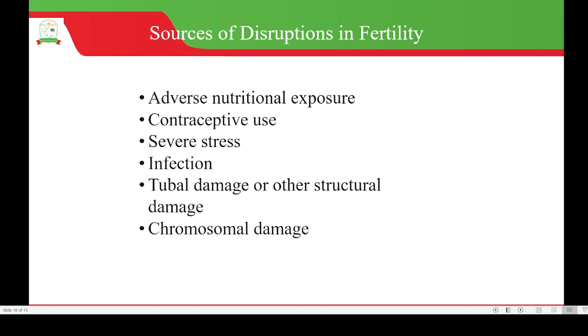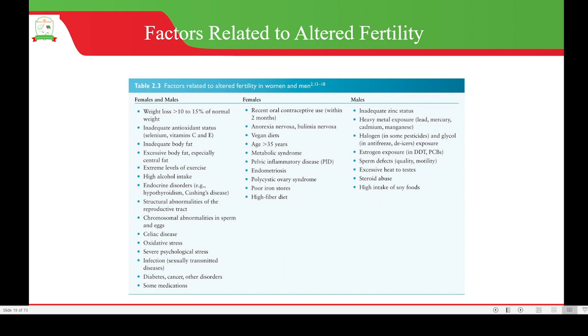Sources of disruptions in fertility. There are some factors that may cause disruptions in the fertile cycles of both men and women, and some of these include adverse nutritional exposure, contraceptive use, severe stress, infection, tubal damage or other structural damage, chromosomal damage. So let's look at some of these factors in this table. There are factors that will affect both men and women. There are factors that are specific to only females, and there are those that are specific to men.